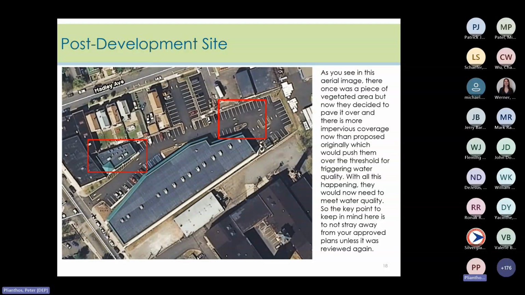So the key point to keep in mind here is not to stray away from your approved plans unless it was reviewed again.